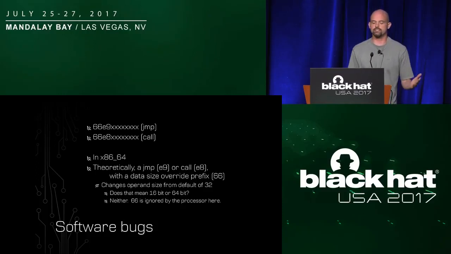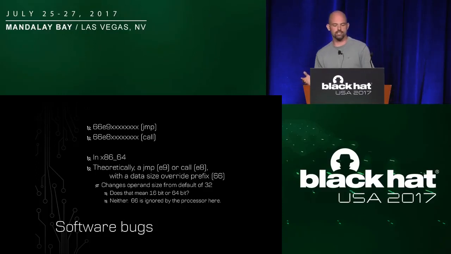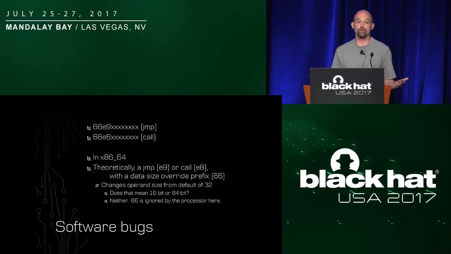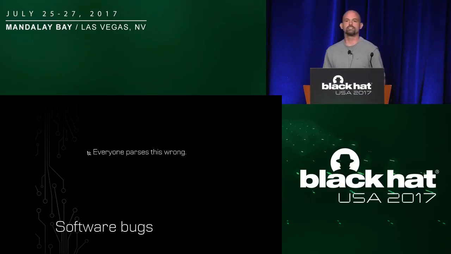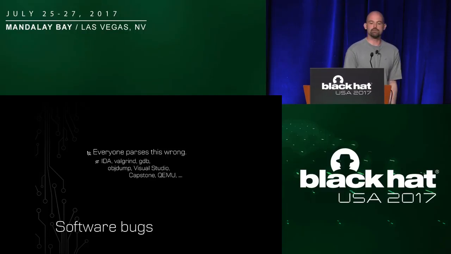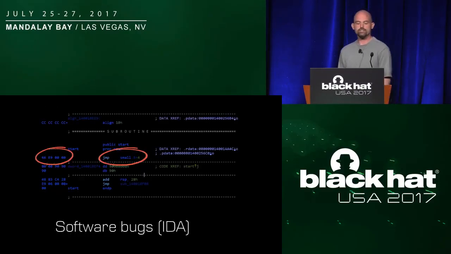Turns out on x86, or on Intel processors, it does neither. 66 is just ignored by the processor. But nobody expected that. Everyone parses these instructions wrong. So what does that mean? Well, all these tools have this exact same bug in them. I tried this with IDA, Valgrind, GDB, OBJDump, Visual Studio, Capstone, QEMU, and about a dozen others, and they all had this bug.